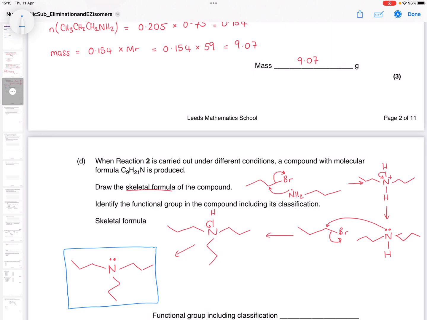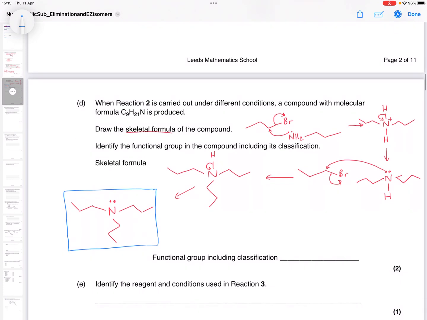So that's something that we do cover in the amines topic in year 13. So the functional group here is a tertiary amine. The classification is tertiary, and the functional group part is the amine. And just bear in mind that's something that comes up in year 13.